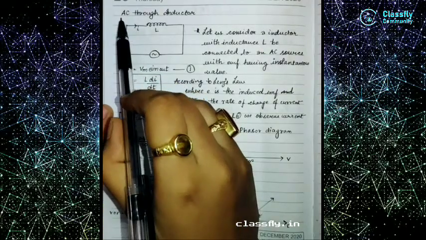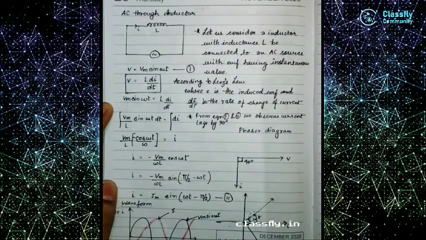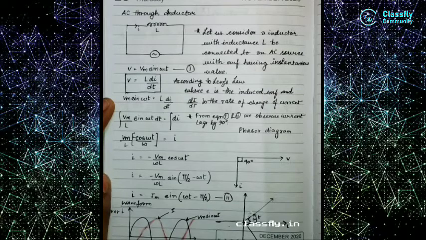So today we will be dealing with the topic AC through inductor. We have already done it for the resistor. In the resistor we got a phasor diagram which says that there will be no angle between the current as well as the voltage. Let's see what happens with the inductor case.